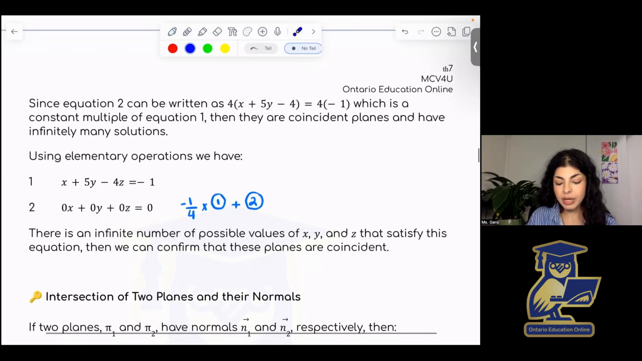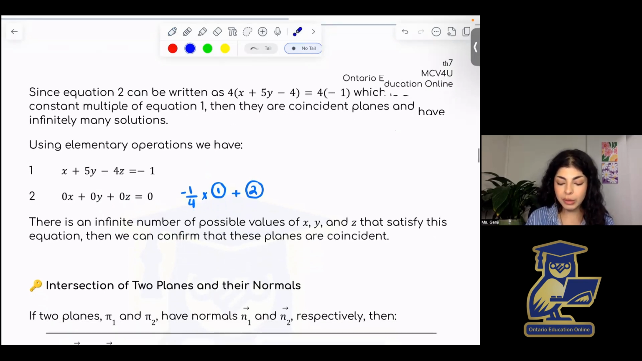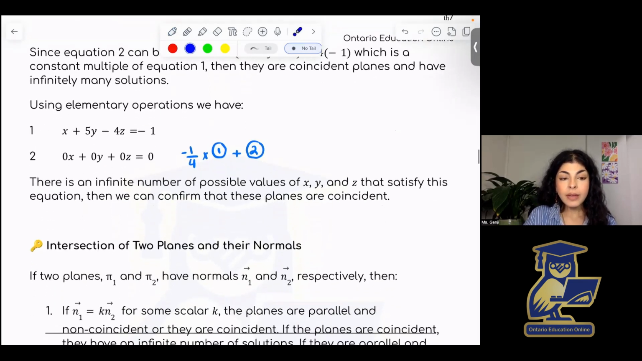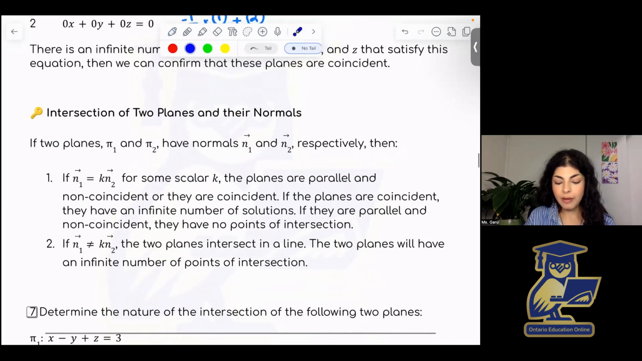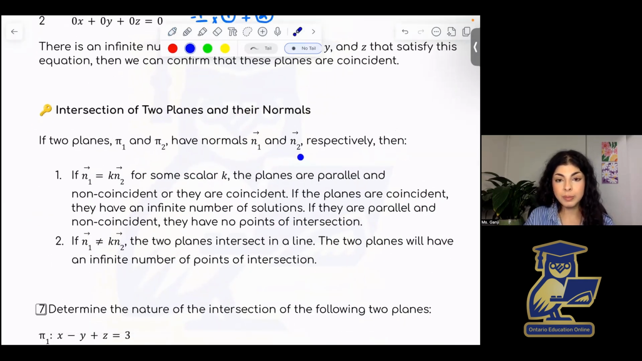So there's an infinite number of possible values of x, y, and z that satisfy this equation, and so the planes are coincident. So now, giving you that as a theorem, if two planes pi1 and pi2 have normals n1 and n2 respectively, then we have these two cases.